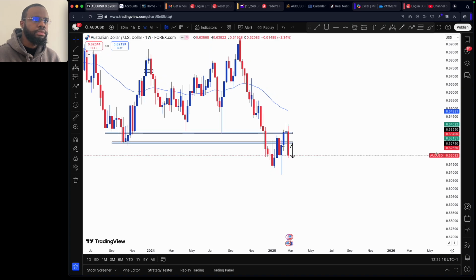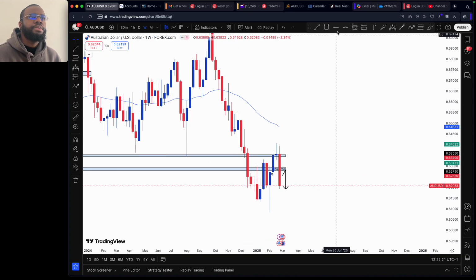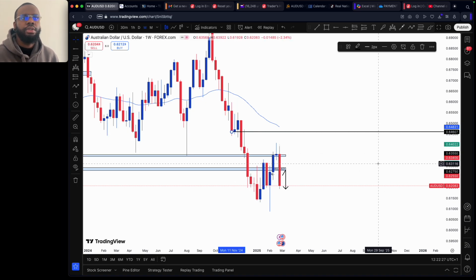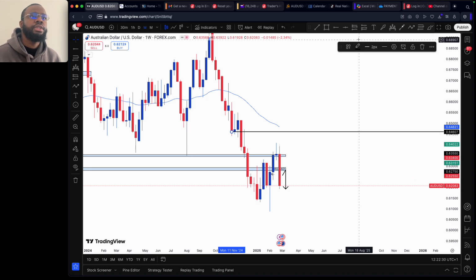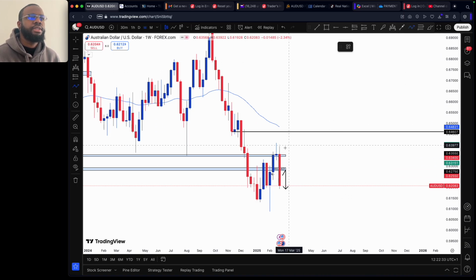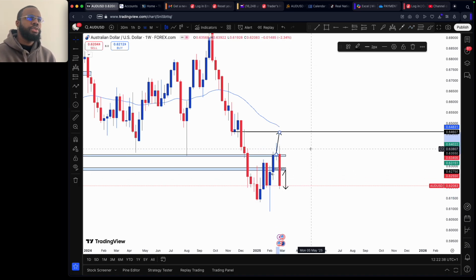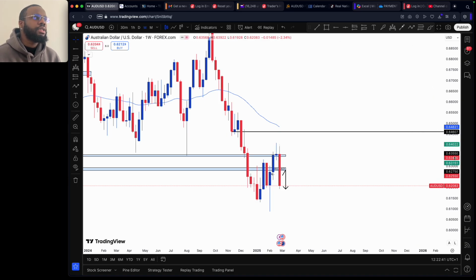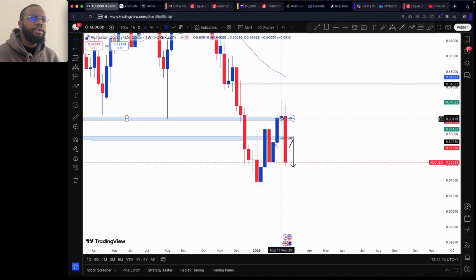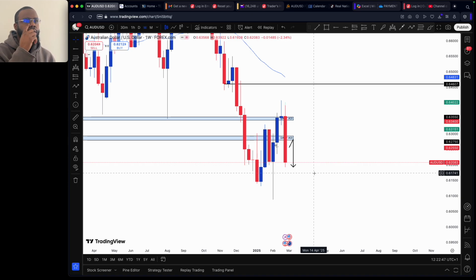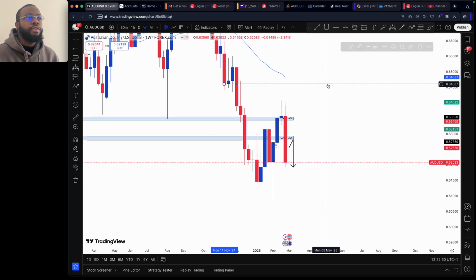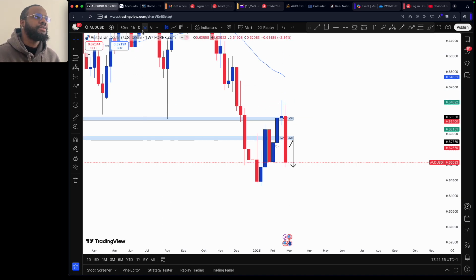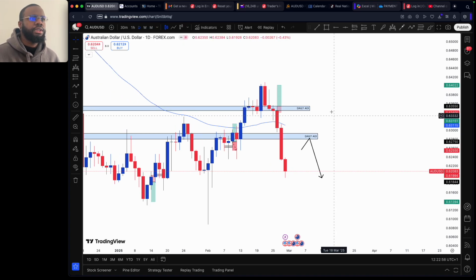On the weekly, we were expecting price to move to this setting zone, 0.64607. That was what I was actually expecting. I was expecting price to mitigate here, touch here before we push to the downside. But as you can see, we closed on a very bearish candle on the weekly. So we'll be looking for more sales on this pair. So let me head down to the daily time frame so that we can have more understanding.